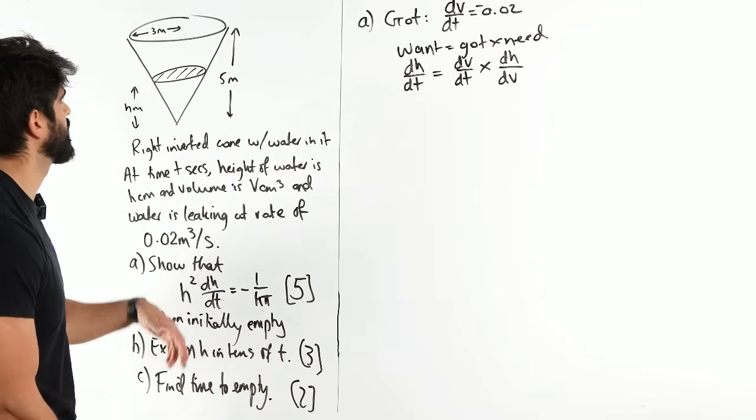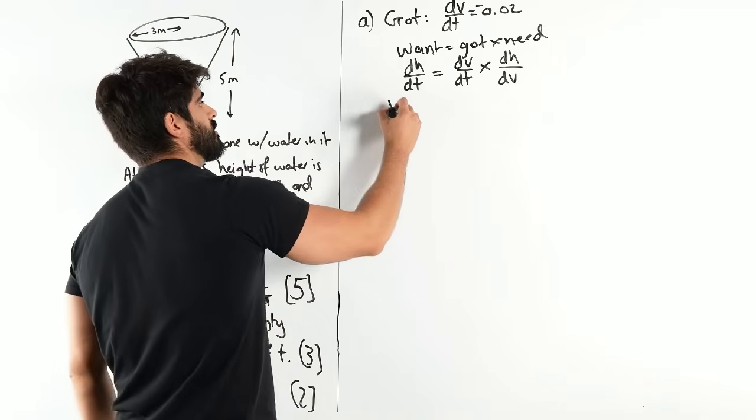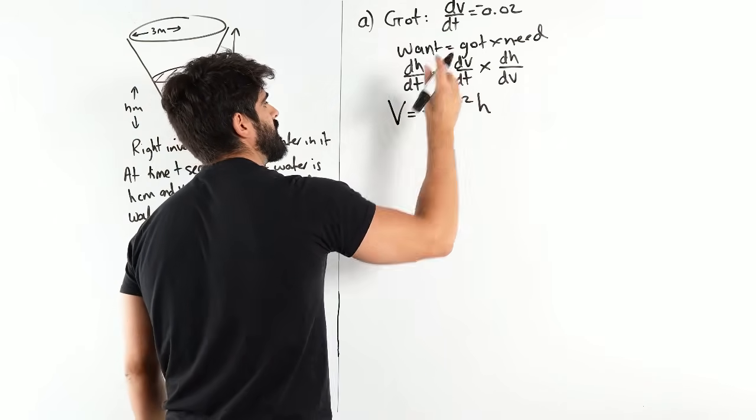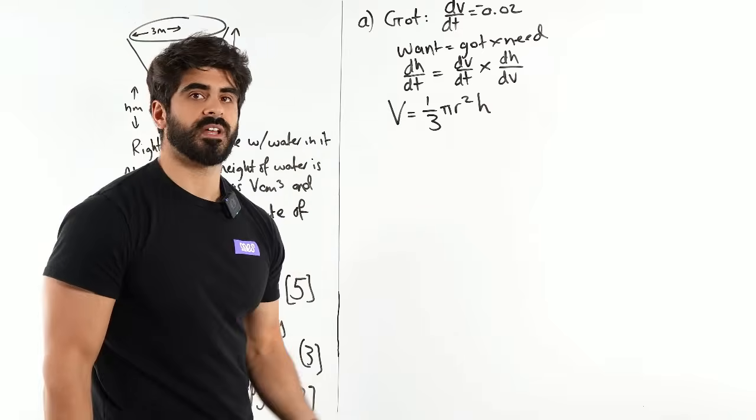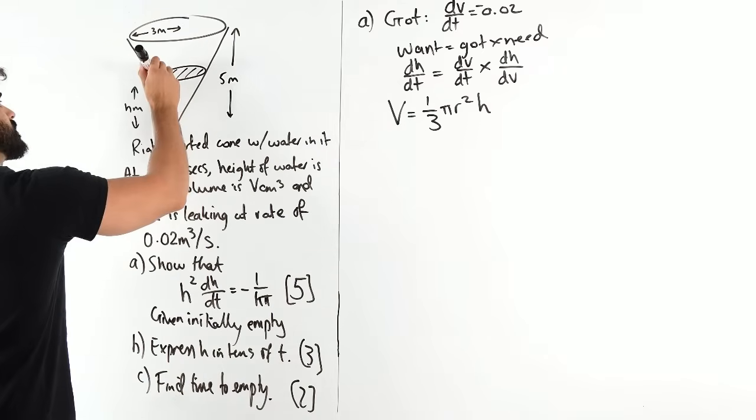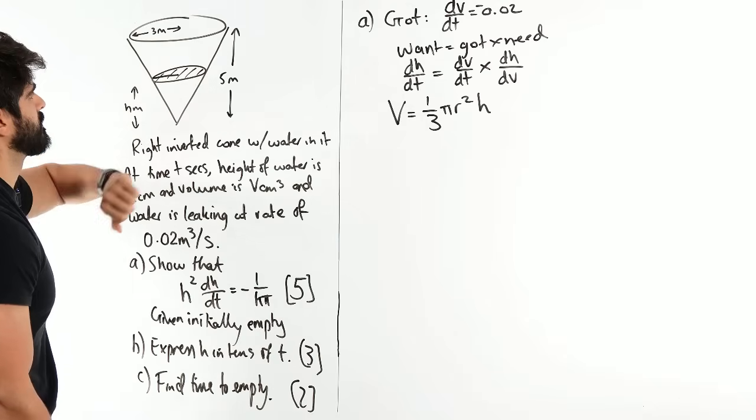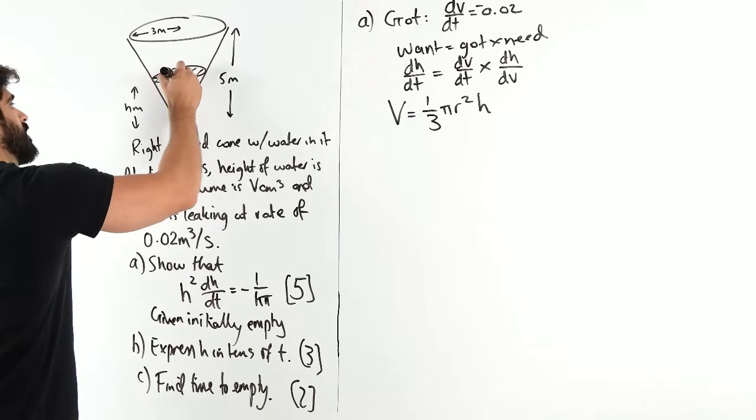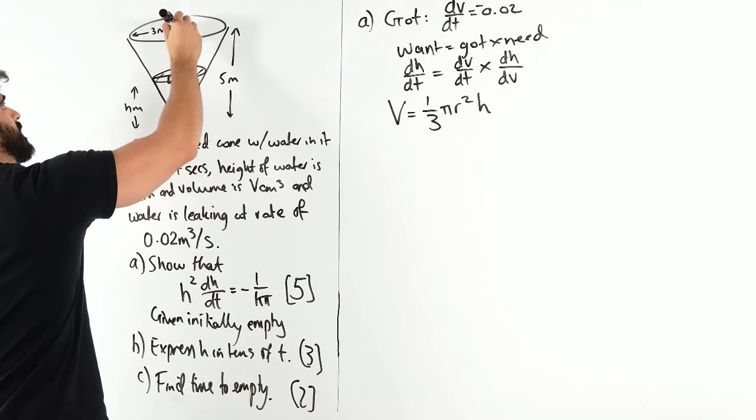We need something that relates the volume of water inside and the height. Well, it's a cone. The volume is 1/3 pi r squared h. And we need to find that rate. But the problem is, we don't have the radius. What is the radius of this? We don't know. However, they do give us this 3 and 5. With these kind of questions, guys, it is always similar triangles. We have this triangle and the larger one up here.